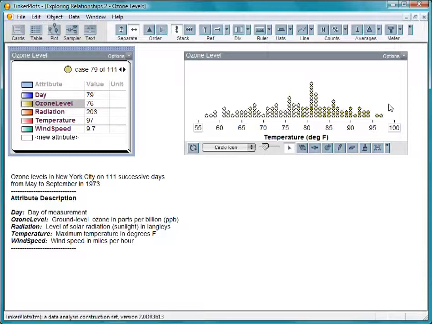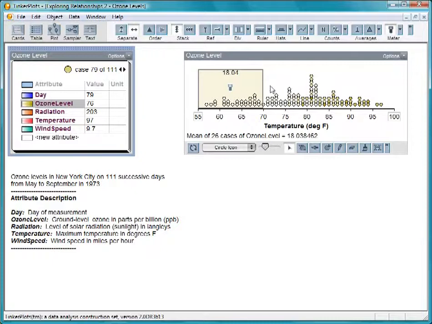Notice that, as expected, the darker colors for ozone appear on the graph where the temperatures are also higher. This agrees with the previous claim that days with higher ozone levels are associated with days with higher temperatures. Another helpful tool in exploring this type of graph is the color meter. This tool displays a rectangle that shows the average value and color of the cases within it.